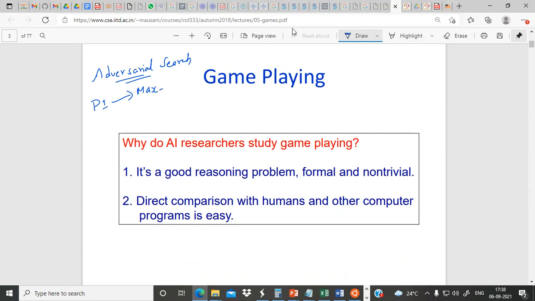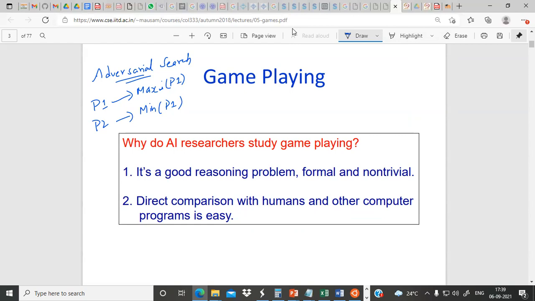Whereas the player two, there is another player. The player two always tries to minimize the performance of player one, whereas player one always tries to maximize his own performance. So, in this context, how should the search proceed? That's what we are going to discuss in adversarial search.